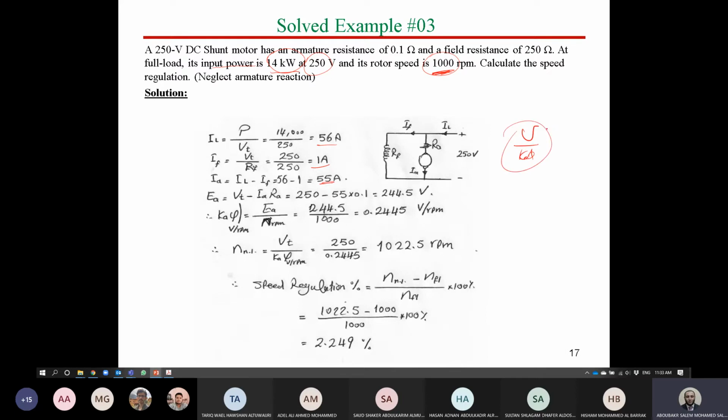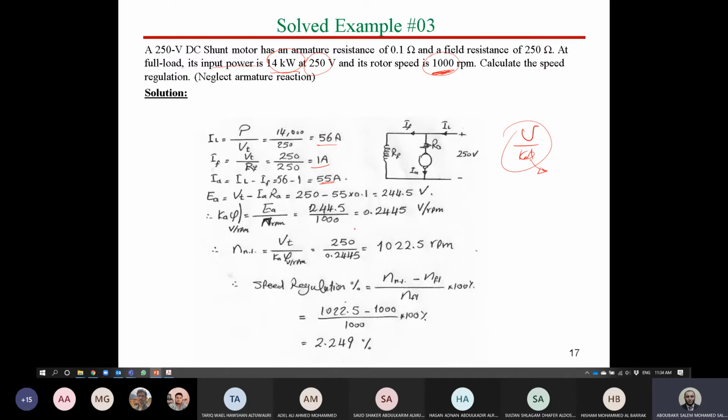This gives you the ideal or approximated value of no load speed. This is by assumption that no load current is very small. So, in order to get the no load speed, we need to calculate KA phi, and in order to get KA phi, we need the operating point. So this is our operating point. Again, we can say now KA phi equals EA over speed.